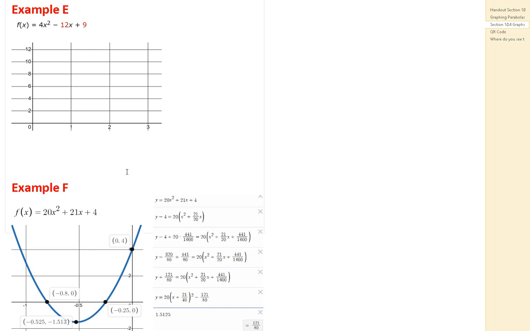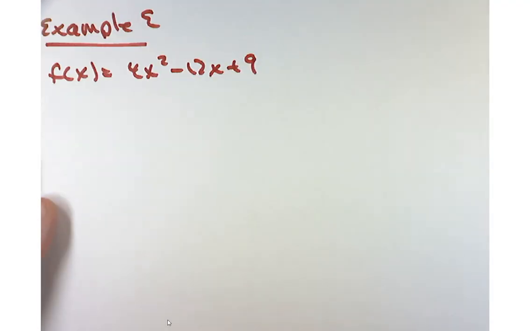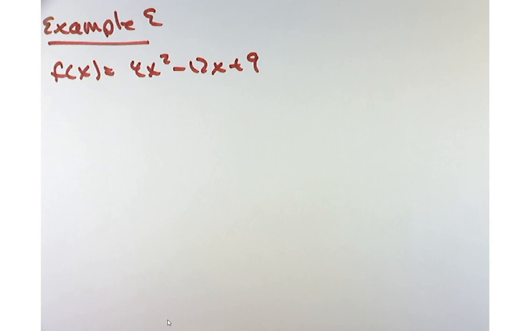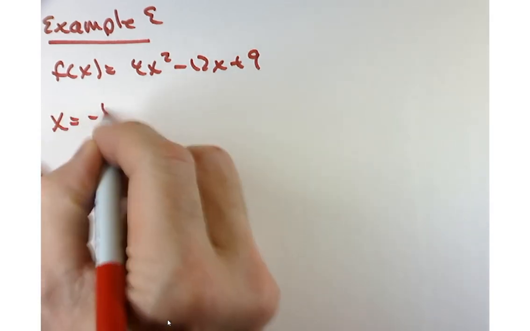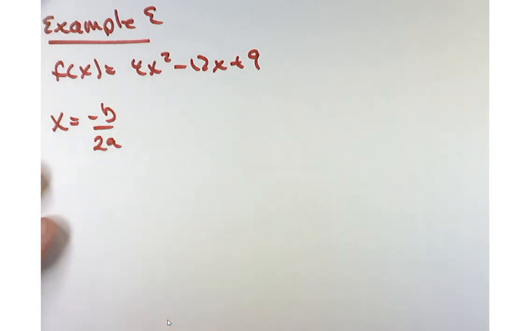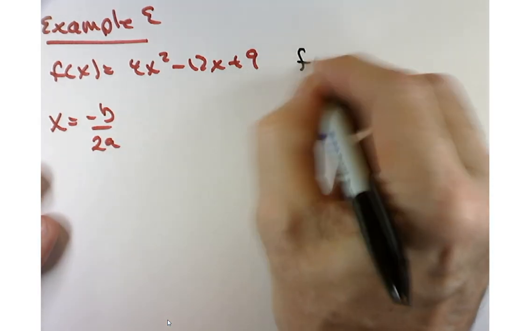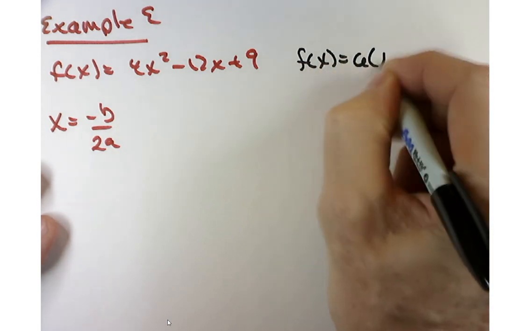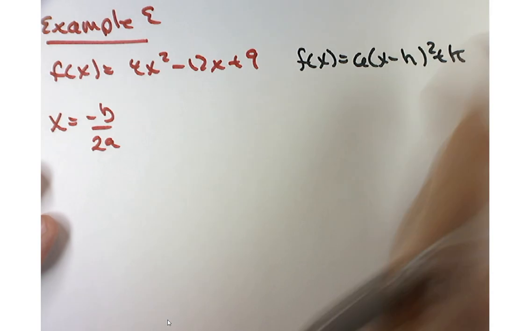So, example E, we've got f of x equals 4x squared minus 12x plus 9. Now you've got your choice. Probably the way that I would suggest you start out is by finding the vertex. You've got a choice of either using our formula, x equals negative b over 2a, or all that stuff we just went through to write it as f of x is a times x minus h squared plus k. Put it in that formula.